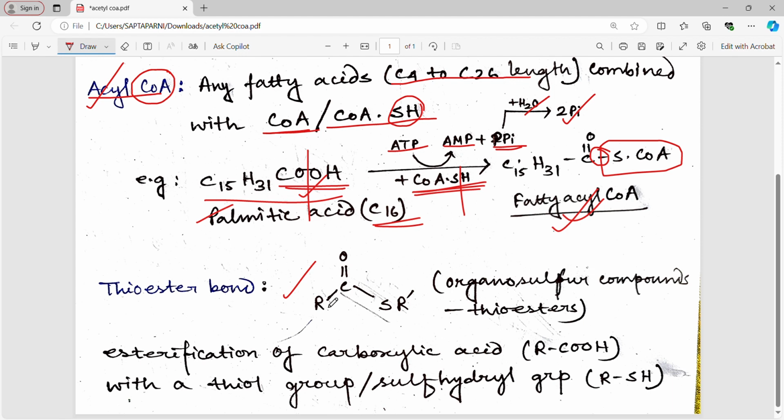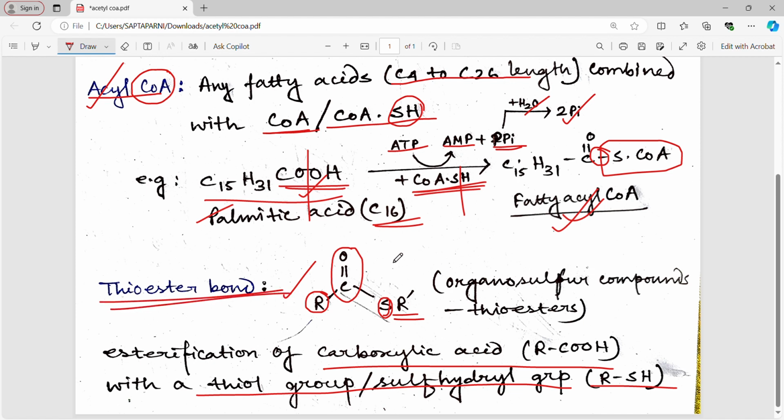Here you can see this is the R group of the carboxylic acid containing molecule, and this is the CO group of the carboxylic acid, and this sulfur comes from the coenzyme A, the sulfhydryl group of coenzyme A, and this is the R group of coenzyme A. So it is the esterification of any carboxylic acid containing group with thiol group or sulfhydryl group containing compounds like RSH. Then the esterified product forms the thioester bond. This kind of bond is known as a thioester bond.